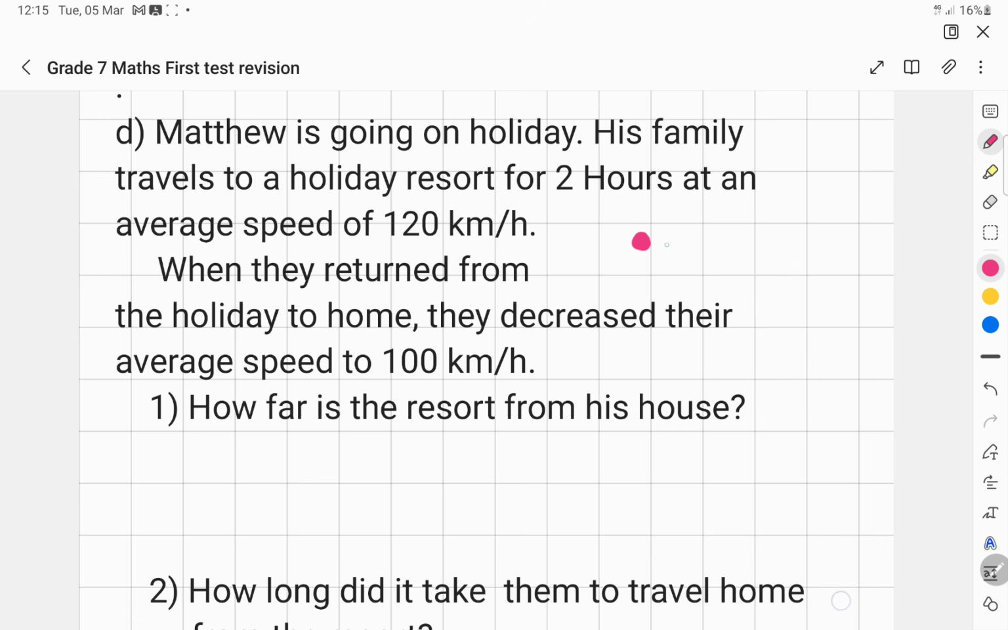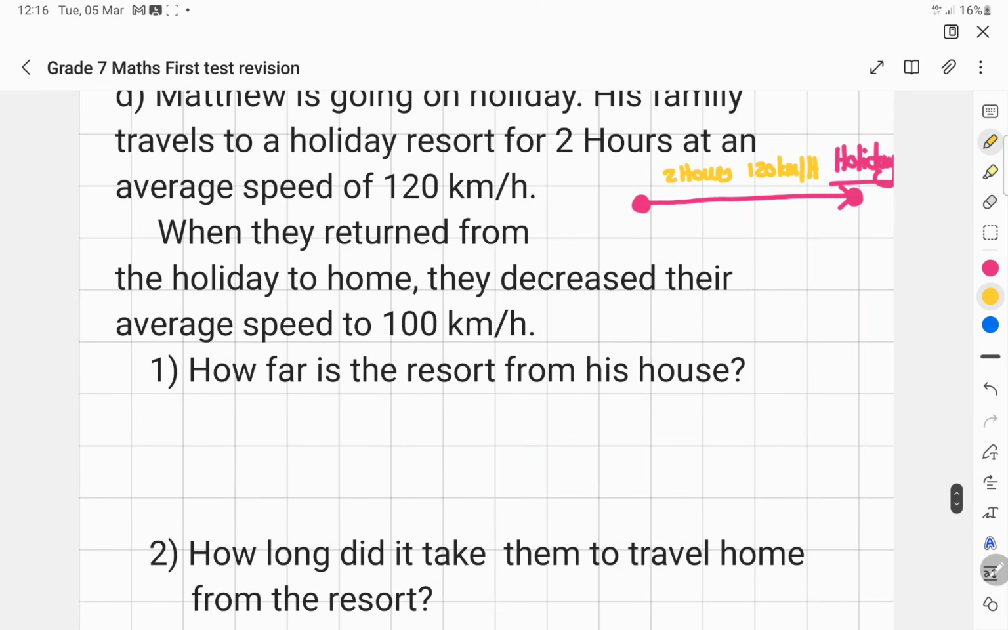So here they are at their home. They are traveling to their holiday resort. Holly jolly days. Okay, so there's the holiday resort over there. And this took them, which was 2 hours away, at an average speed of 120 kilometers per hour. Okay, then when they returned from the holiday, so when they went back, they decreased the average speed to 100 kilometers per hour. Okay, so that is all we know.